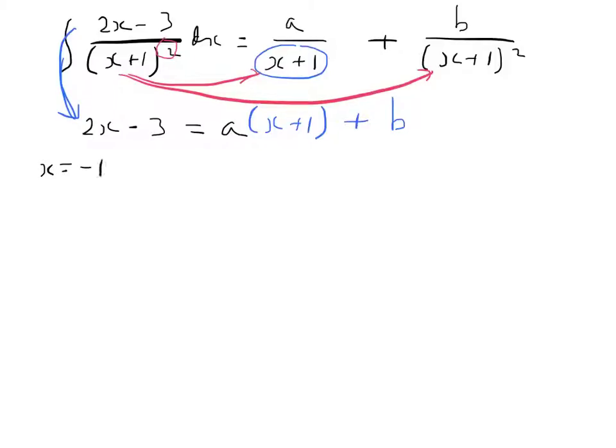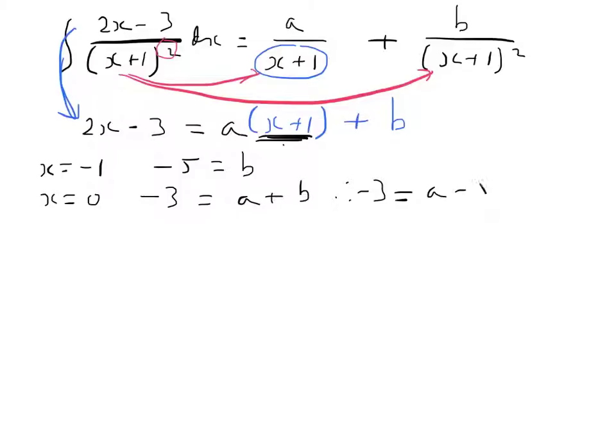The first value I would substitute is -1, because that would mean that this bracket will disappear. So if we substitute -1, we get -2, take away 3 is -5. Put -1 in here, you get 0, and you're left with b just equaling -5. Now, there's nothing left to substitute. There's no obvious value, so the next simplest thing always is just substitute 0. If I put 0 on both sides, I get -3 equals a, because you get 0 plus 1, plus b. Therefore, -3 equals a minus 5, because b is minus 5. So that leaves me with a equaling 2.